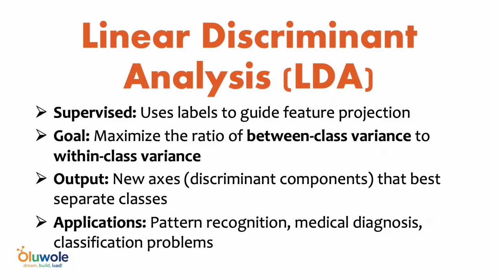Between the class variance and what? Within the class variance. So the output is a new axis, which is called what? A discriminant component that best separates the classes. So you know that the output of age and age group will be different, sir. Yes, sir. Exactly.